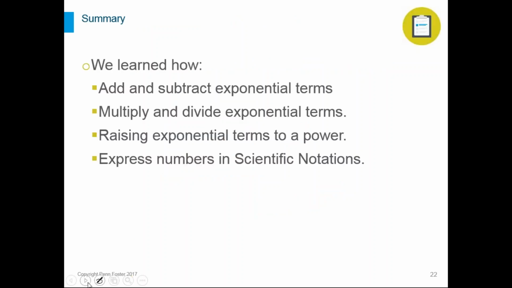Okay, that's it for my math part of the webinar. We learned how to add, subtract, multiply, divide exponential terms, how to raise an exponential term to another outer term, and how to use scientific notation to represent extremely large and extremely small numbers using that notation.